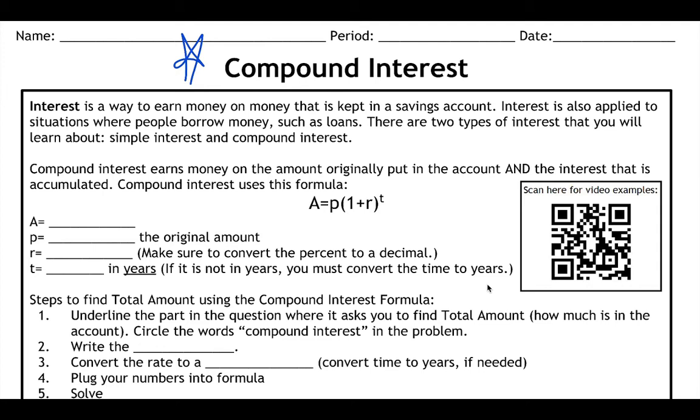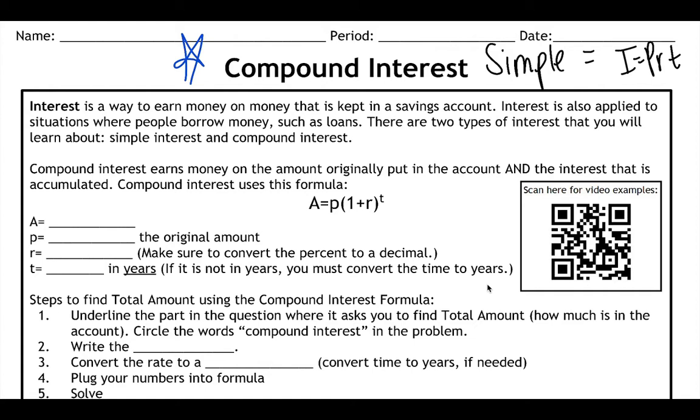Today we're going to be talking about compound interest. So yesterday we talked about simple interest. And if you remember, the simple interest formula was I equals PRT, and I stood for the interest. So if we're trying to find interest, we use that.